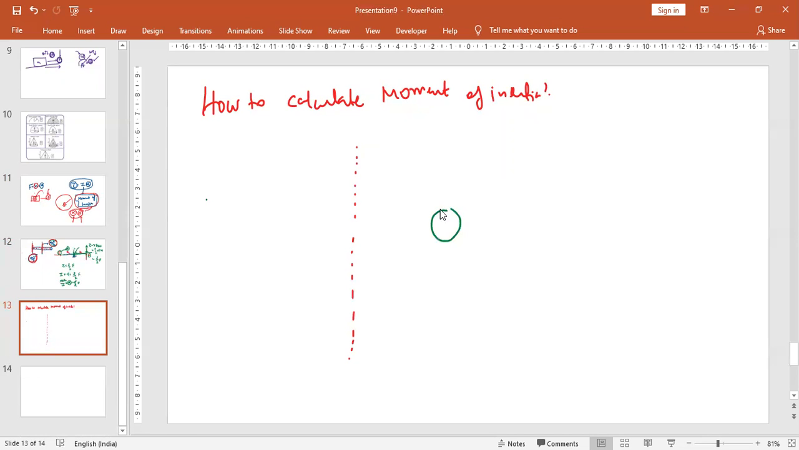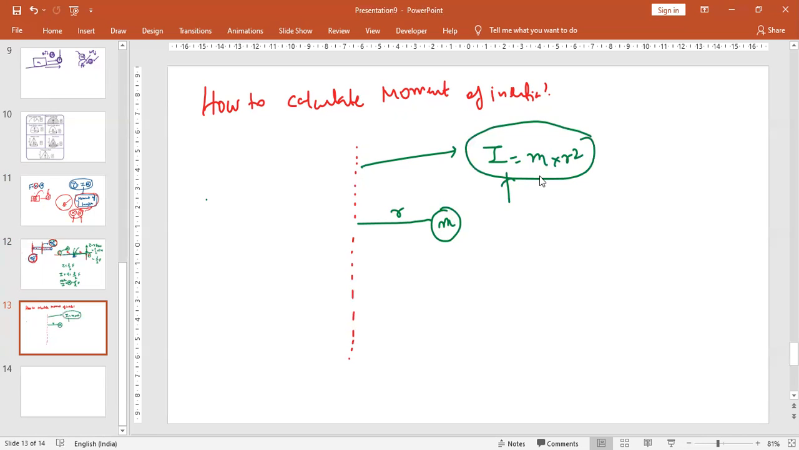So suppose that we have a mass m placed at distance r from an axis, then the moment of inertia of this mass will be m into r square. So moment of inertia is basically mass multiplied by the square of the distance of the mass from the axis. The moment of inertia of any mass placed at perpendicular distance r from the axis is mr square. So mass into square of distance.